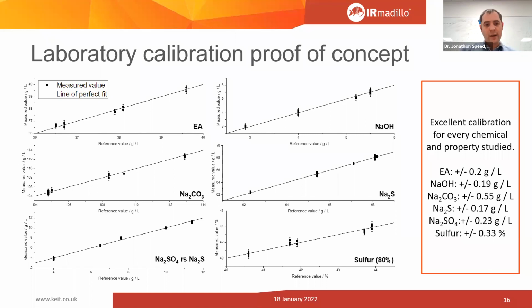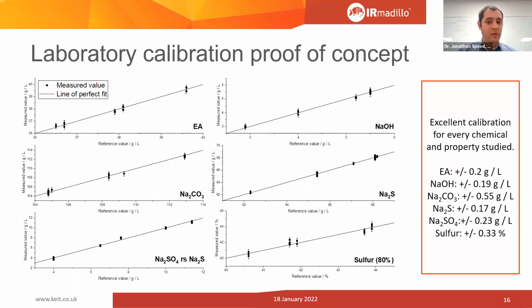Quite rightly, the first thing they said is, we would like to send you some samples and you analyze them in the laboratory. If that works, we can then progressively move this project forwards. So that was what we did. We've got effective alkali, sodium hydroxide, sodium carbonate, sodium sulfide, sodium sulfate, and sulfur levels on this graph. And you can see on the right, we've got our average errors for these calibrations.